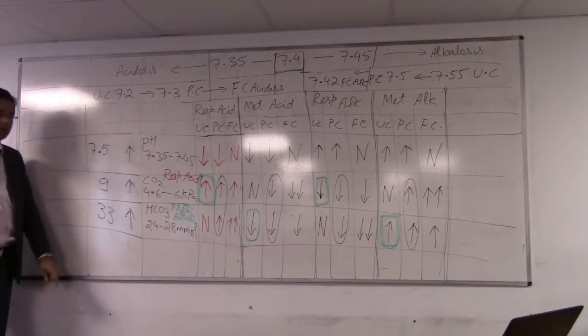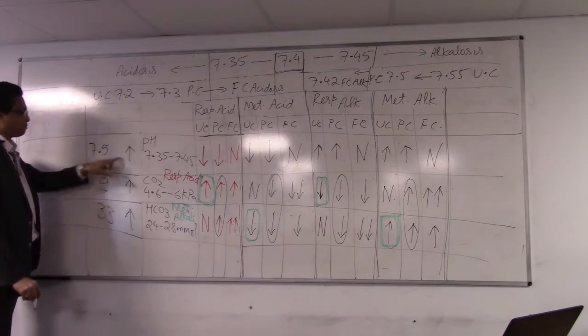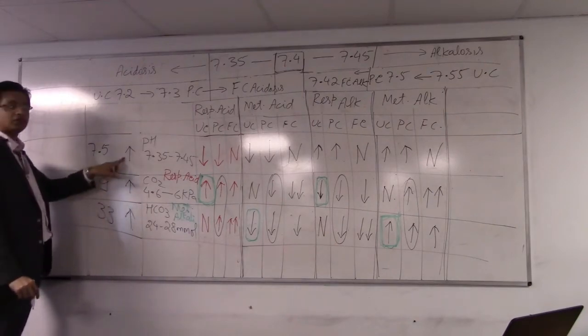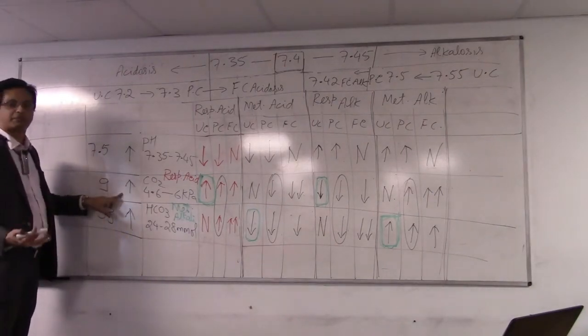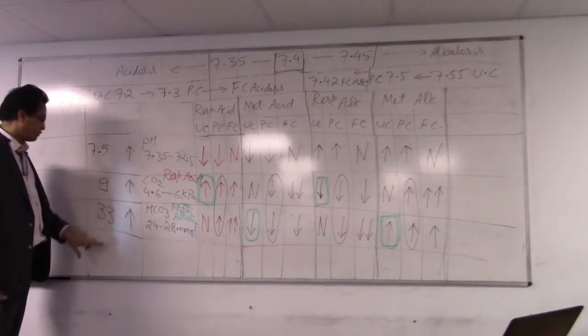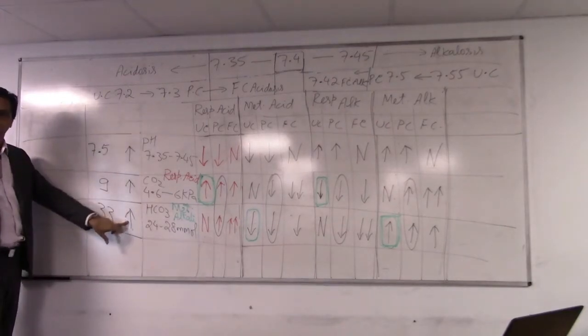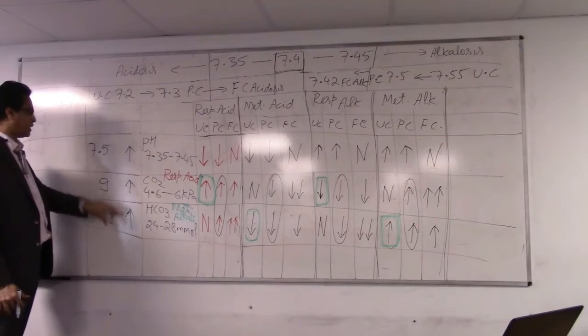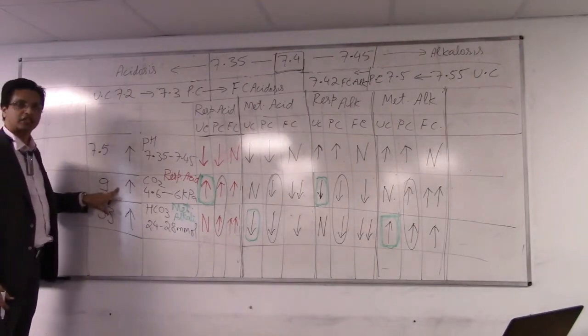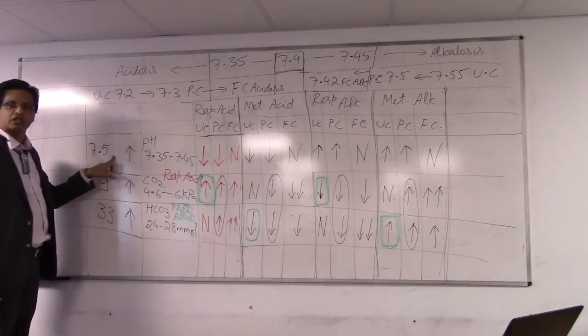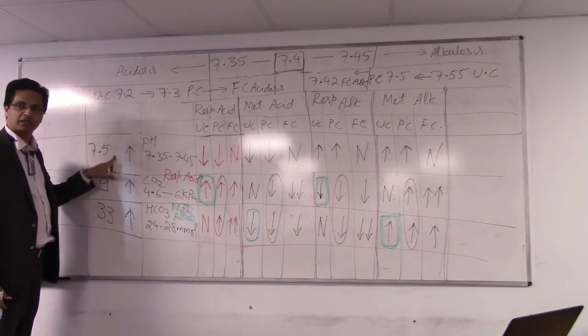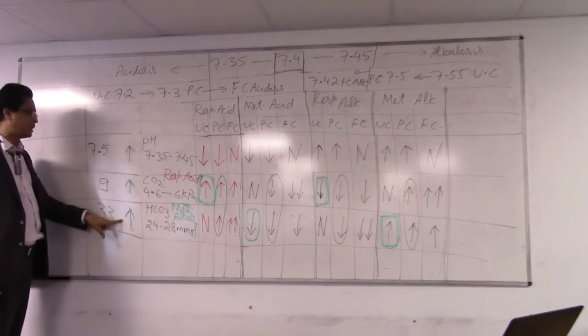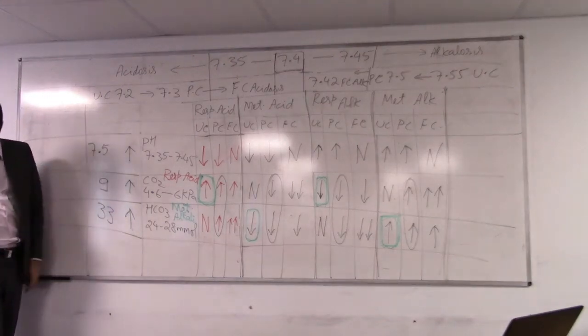Are you following me? Yes. Because the arrows are not facing opposite each other, it can't be respiratory, it must be metabolic. Bicarbonate is high, which just confirms that. Carbon dioxide has also changed, it is increased. But the pH has not reached the normal limit, so it is partially compensated. So partially compensated metabolic alkalosis.